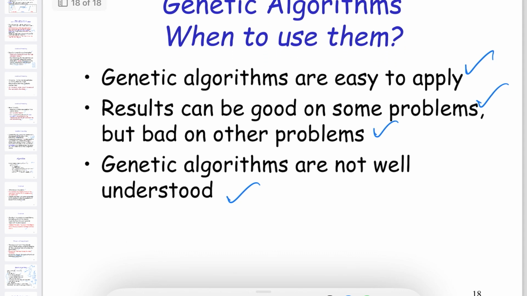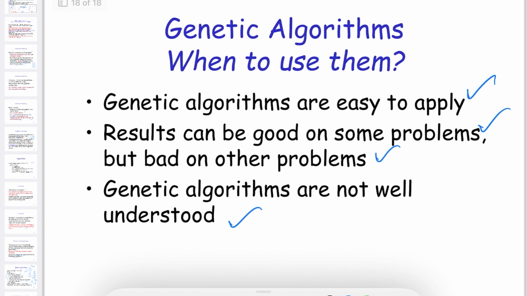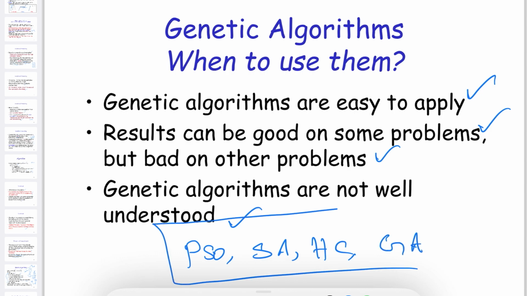So in these lectures, we have seen algorithms like PSO, then simulated annealing, then hill climbing, and then we discussed the genetic algorithm. So these are the four approaches that we can use to solve optimization problems. Each of these has an algorithm that can be applied to many application domains.